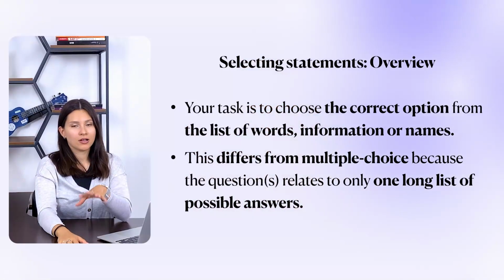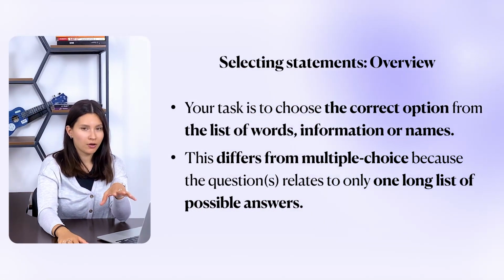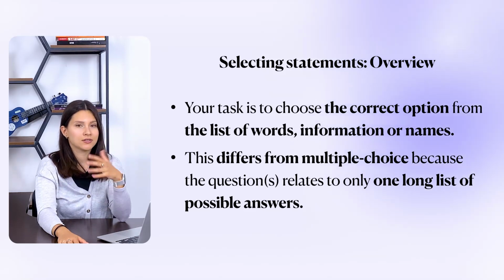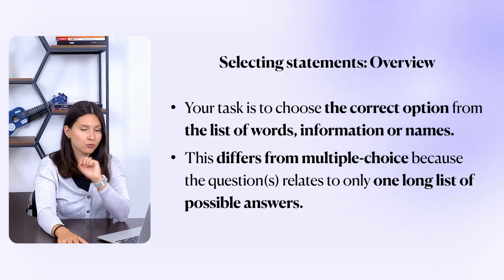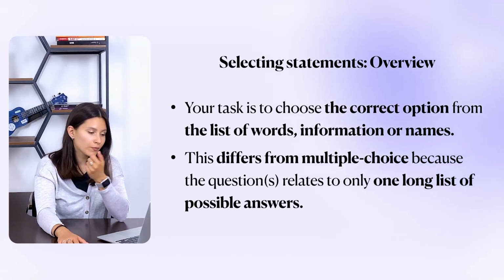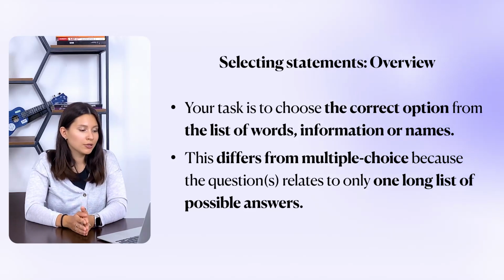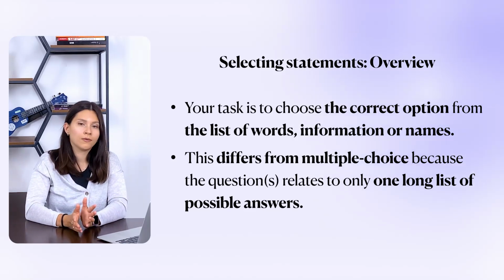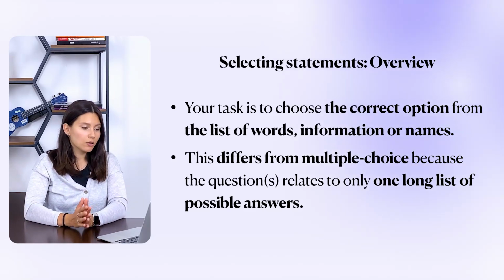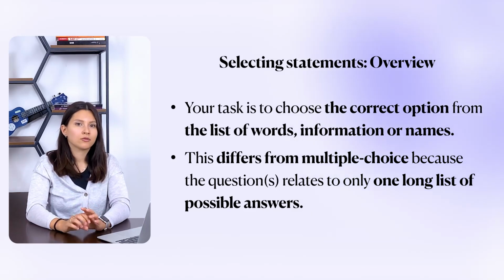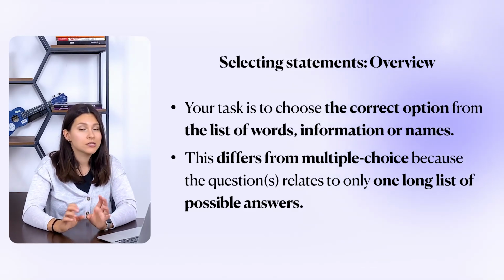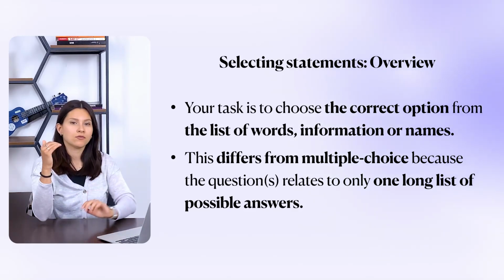We have completed the first two parts of today's lesson: identifying relevant sections and then dealing with summaries with word lists. Now we're moving on to selecting statements, the overview. Your task is to choose the correct option from the list of words, information, or names. So with selecting statements, you'll have to choose the correct statement out of the list given to you.